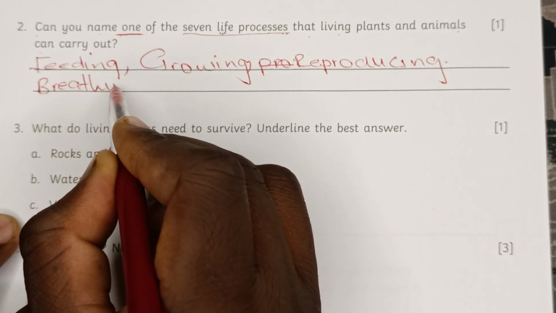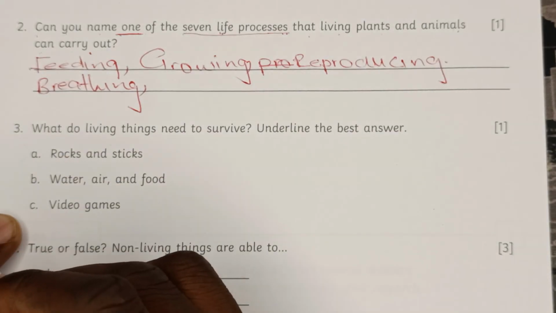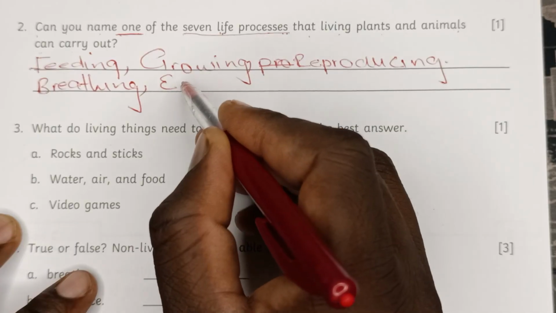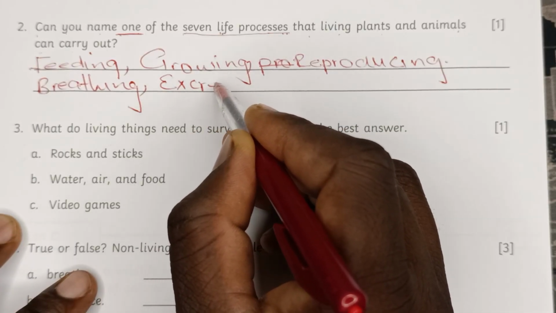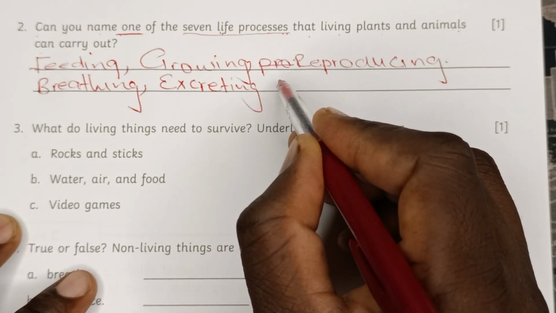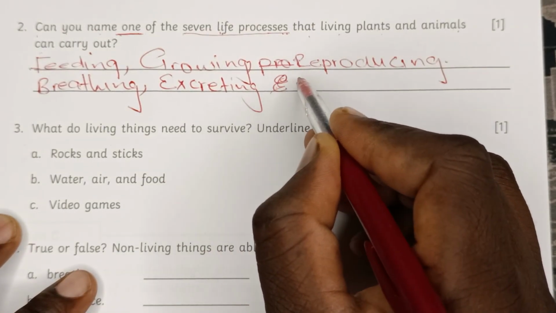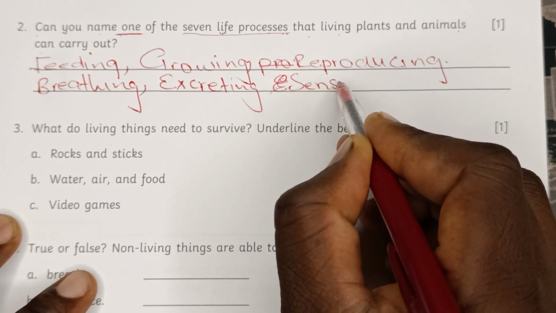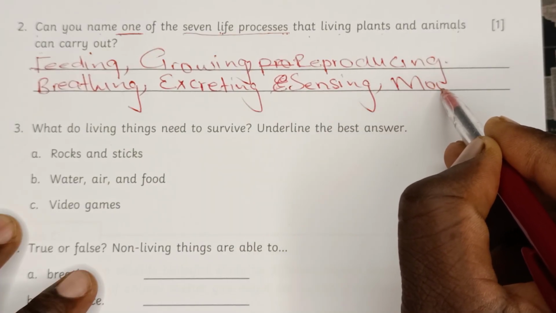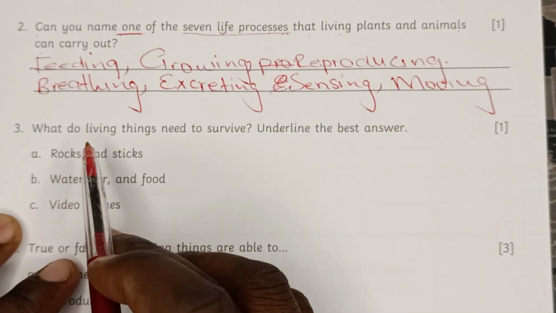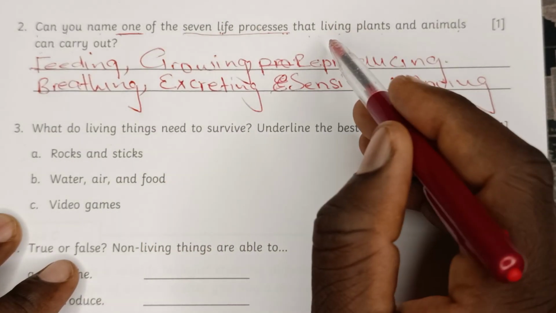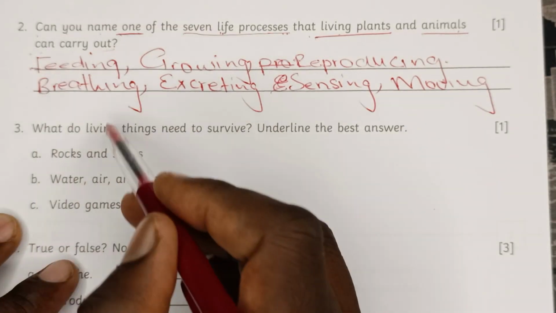If you said breathing, you are still correct. If you said excreting, you are still correct. If you say sensing, you are still correct. And the last one is moving. So these are the life processes that any living plants and animals can carry out.